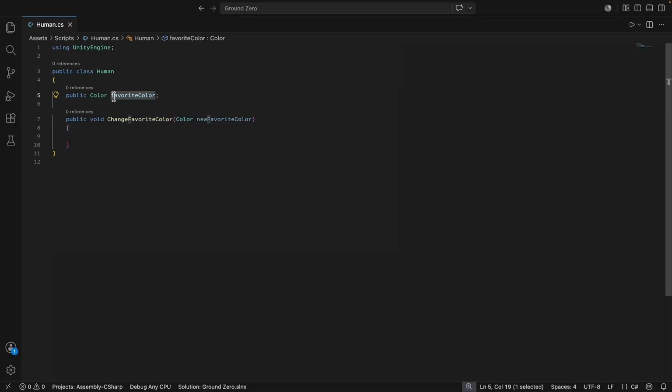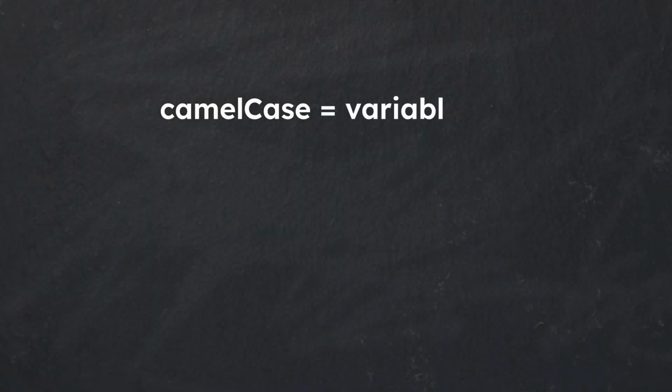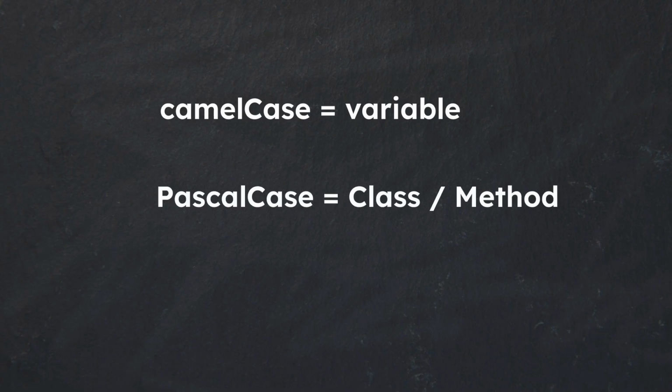If you look closely, favorite color starts with a lowercase letter, but change favorite color starts with an uppercase letter. That's because we use different letter casing in C# for different reasons. Variables usually use camel case, which is where the first letter of the first word is lowercase, like camel, but every other word is capitalized, like case. Classes and methods, however, use Pascal case, which capitalizes every word.